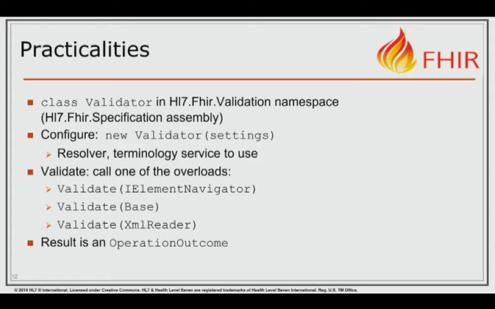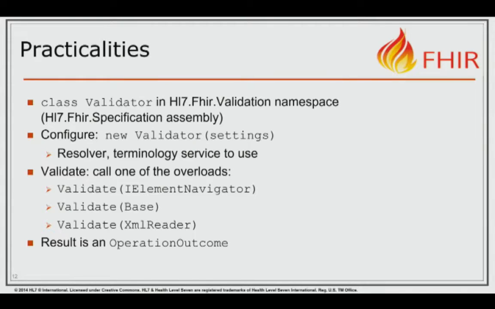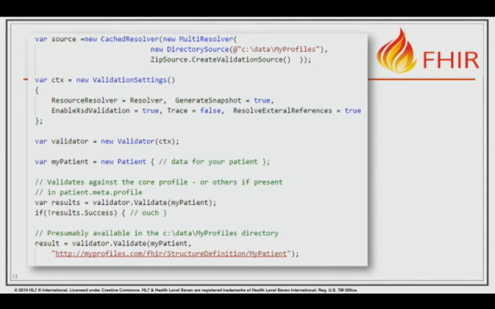You new up a validator, passing it settings, and the settings point to the resource resolver to use, the terminology service to use, and so on. And then you validate. Once it's configured, you call validate either on an XML reader, on a POCO, or on IElementNavigator, that abstracted interface, and the result is an operation outcome. In code, it looks like this.